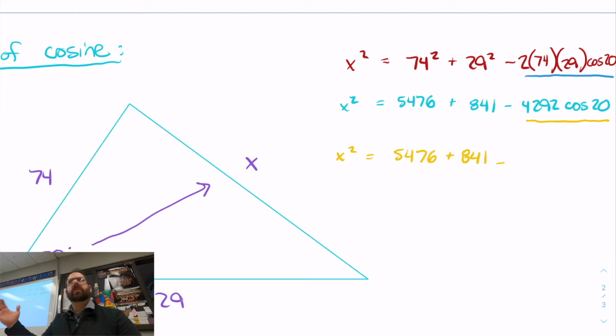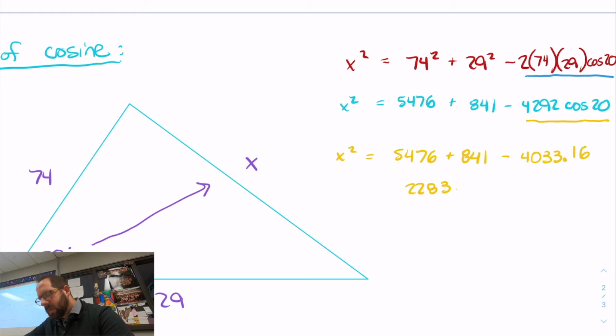Make sure your calculator's in degree mode. It's 4,033.16. I'm just going to go 1 or 2 decimal places. So we got to this. We're going to add and subtract straight across: 5,476 plus the 841, subtracting the 4,033.16. I'm getting 2,283.84. And what's the last step that I have to do here?